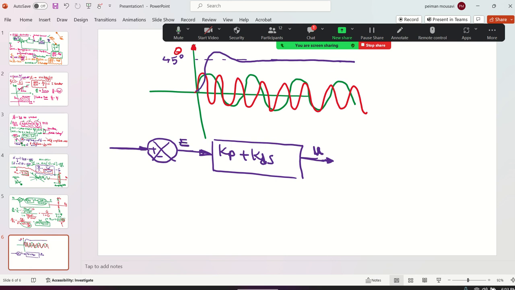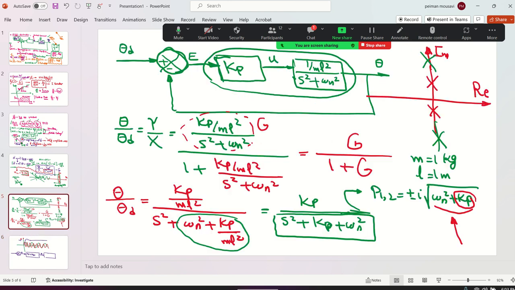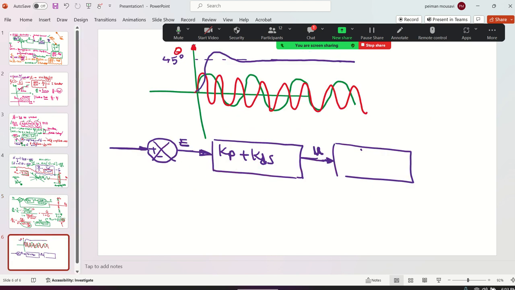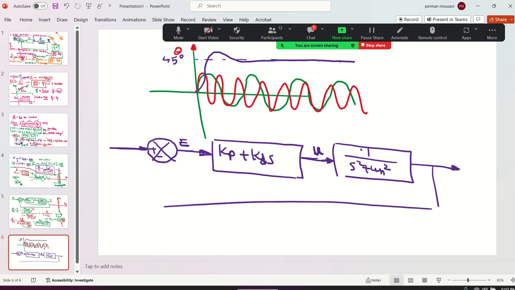And here is E again, the control command to the pendulum. The pendulum, because I assumed m is 1 and L is 1, is just 1 divided by s squared plus omega n squared. Now you're going to say, boss, let's see what happens to the system by adding the D controller. Until this point clear? Yes, everybody?